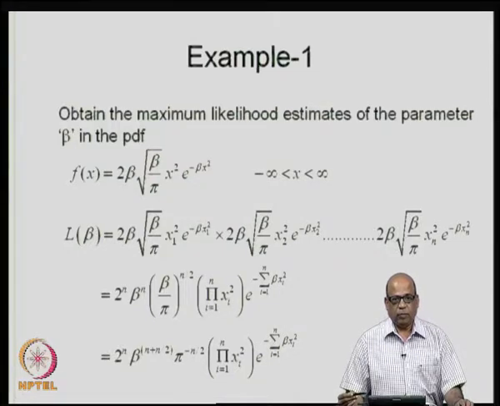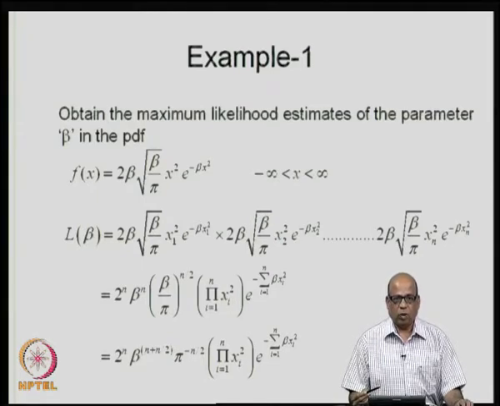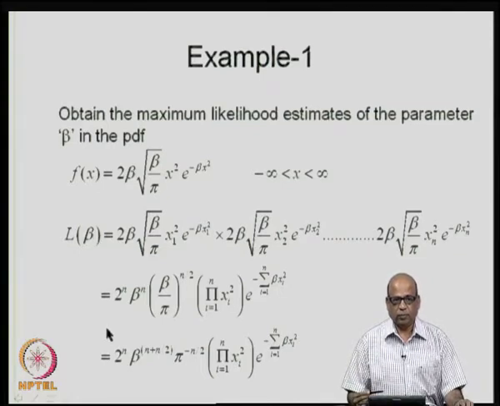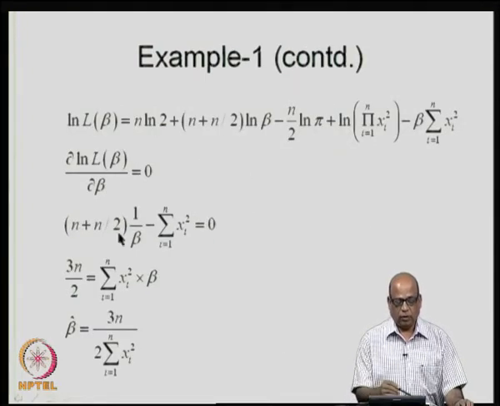Recall that in the last class I mentioned the log function. The log of a particular argument will have its maximum at the same point where the argument itself would have had the maximum value. What I mean by that is, log of a function is a monotonic function, and therefore, it will have the maximum value at the same point where the function itself would have the maximum value. Therefore, it is sometimes advantageous to take the log of the likelihood and then maximize the logarithm of that function, specifically when you have exponential functions like this. So, we take the log of the likelihood function.